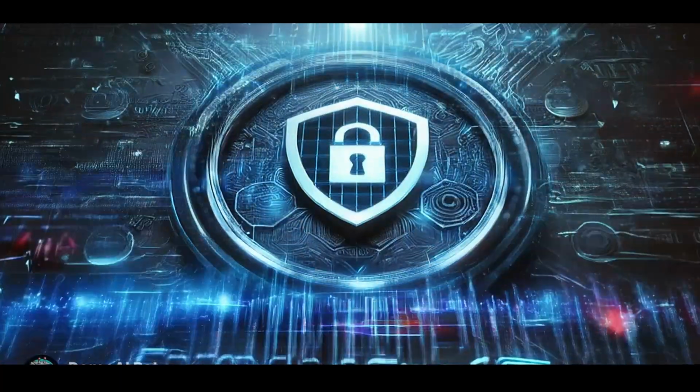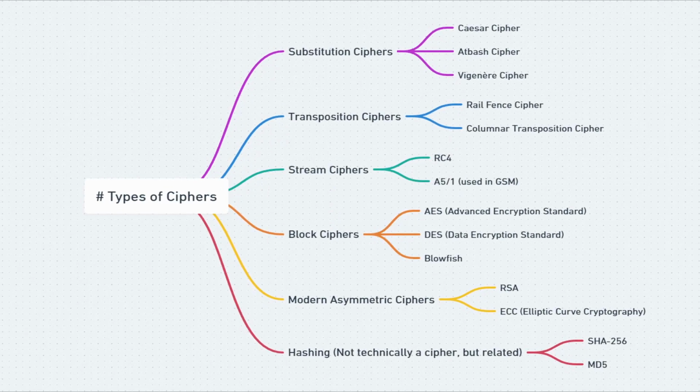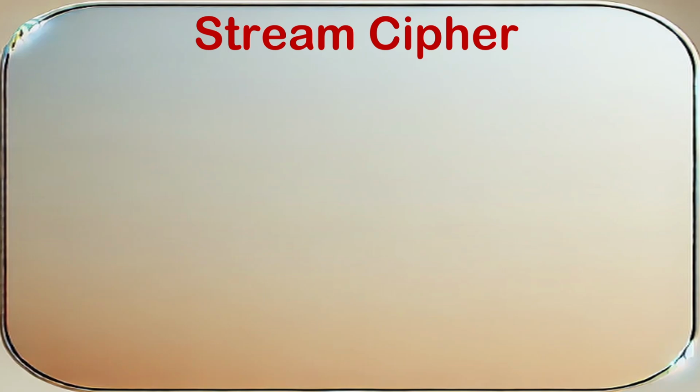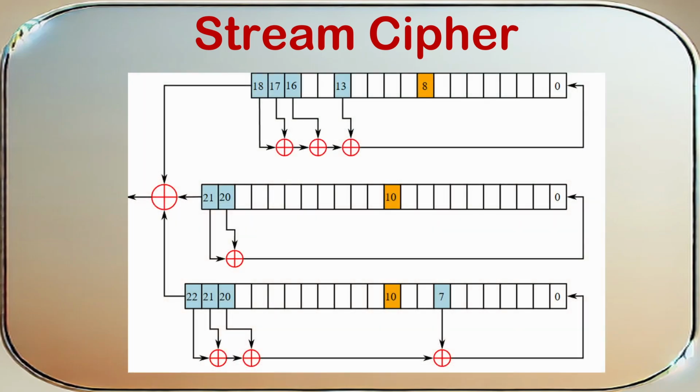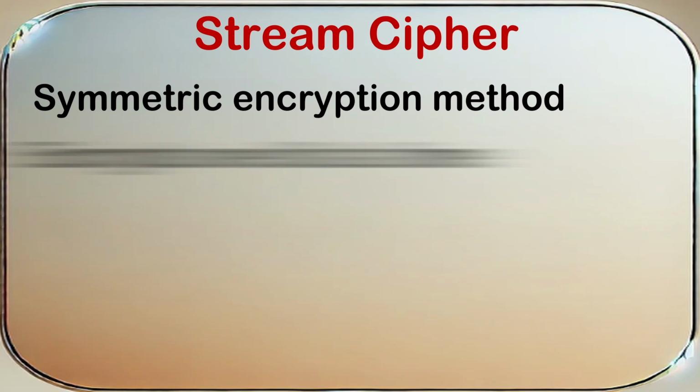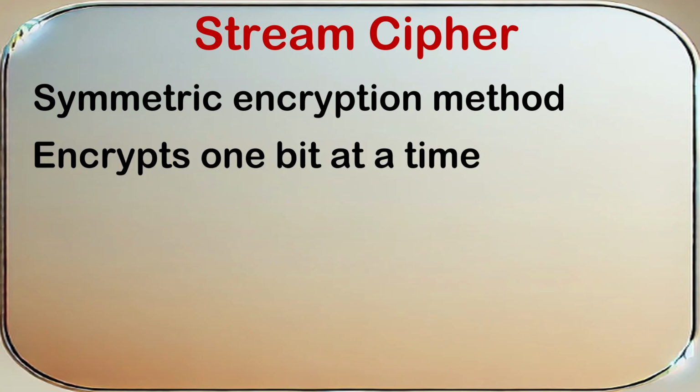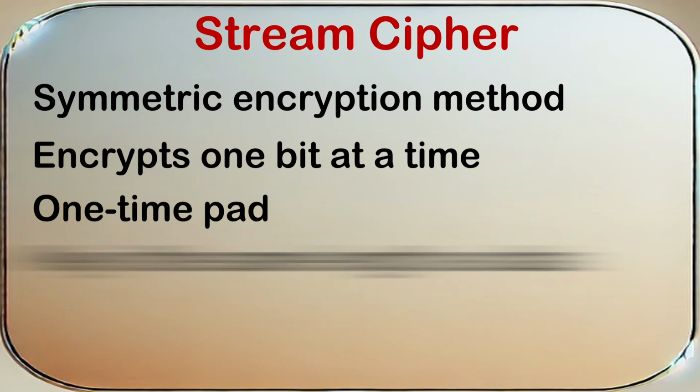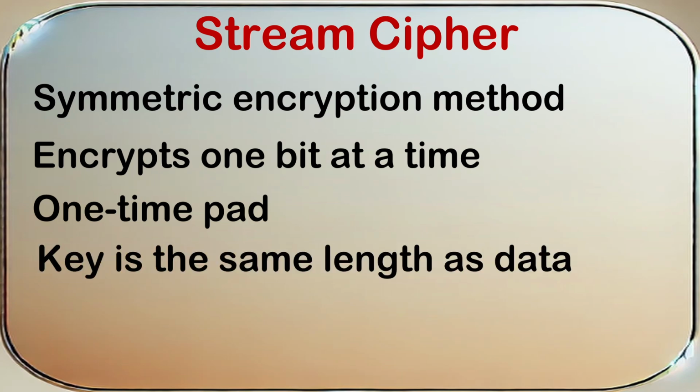In this video, we're going to look at several types of ciphers and how they work. One of the first cipher types is the stream cipher. A stream cipher is a symmetric encryption method that encrypts one bit of plaintext at a time. This method is based on the one-time pad, or OTP, which was very popular during World War II. OTP uses a symmetric encryption key that should be as long or even longer than the data being encrypted.